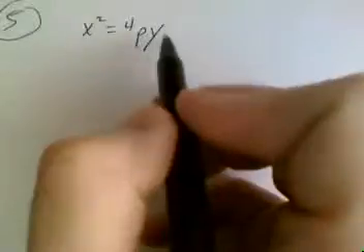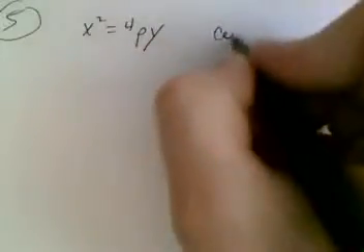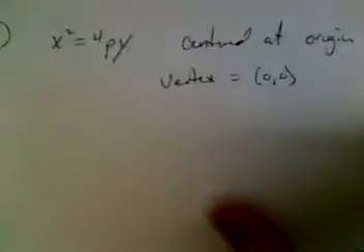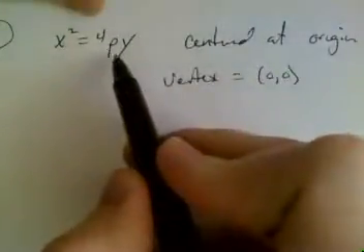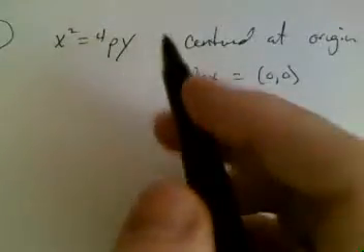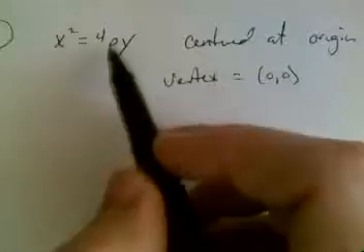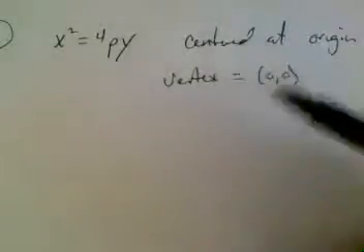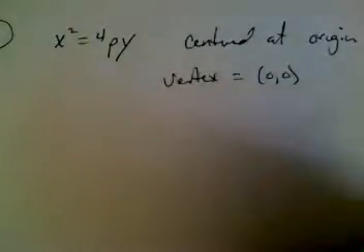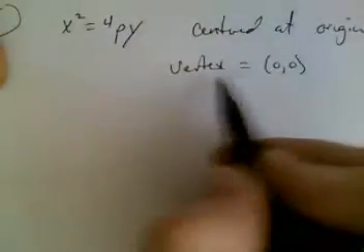Well, it actually works out that if this thing is centered at the origin, meaning that my vertex is equal to 0, 0, the p value actually determines the focus and the directrix. It actually tells me how far away this thing is from the focus and the directrix. Again, it's the vertex that's centered at the origin.